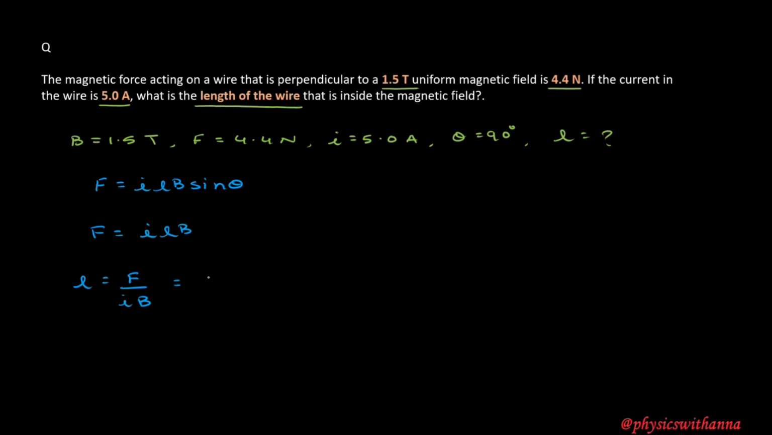Now let's substitute here. F is 4.4, I is 5, B is 1.5. And when you solve this, you get the length of the wire to be equal to 0.586 meter, which you can also write as 0.59 meter.